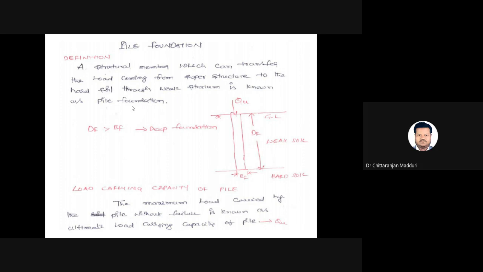Here the load carrying capacity of the pile is defined as the maximum load carried by the pile without failure, known as the ultimate load carrying capacity of the pile. So it is the maximum load, and more than that it cannot carry. It is indicated by QU.